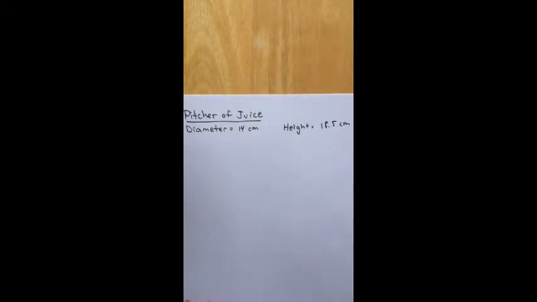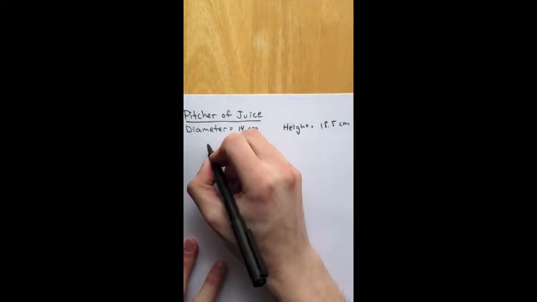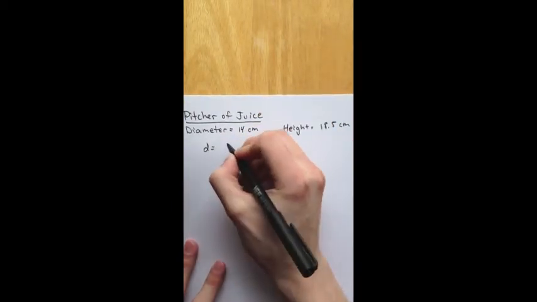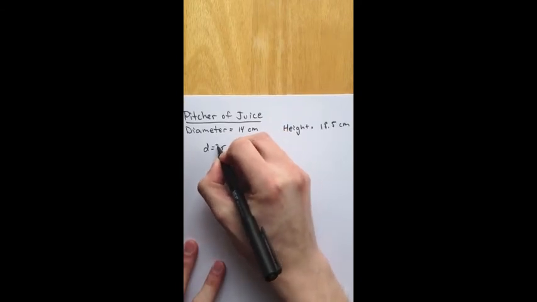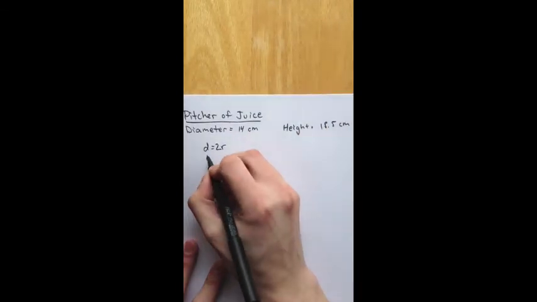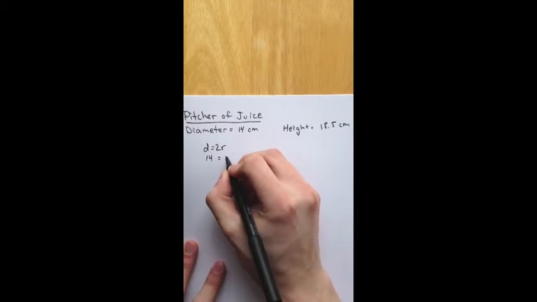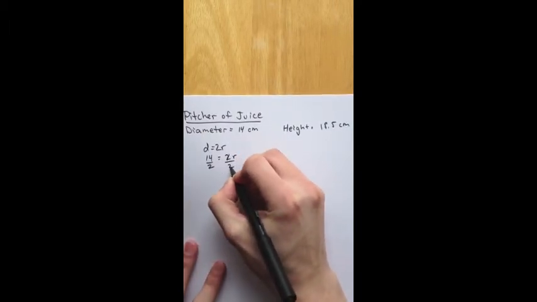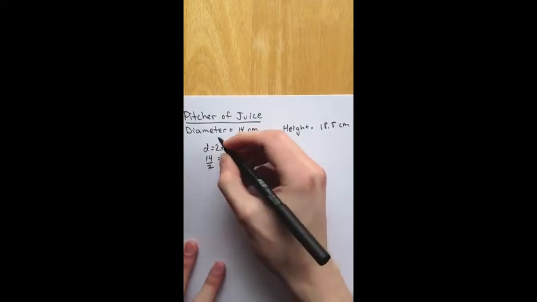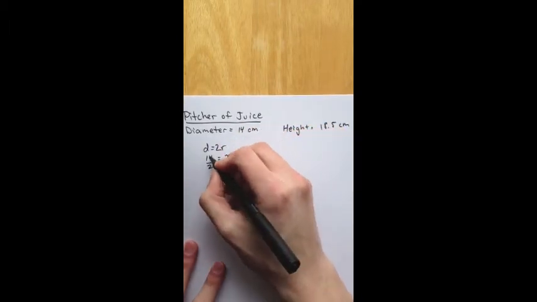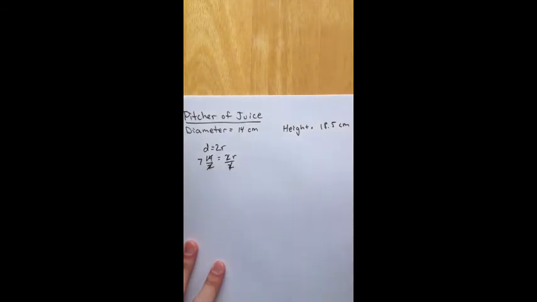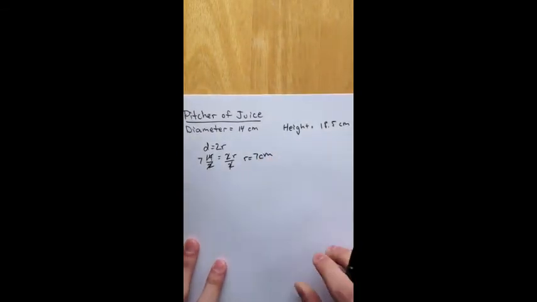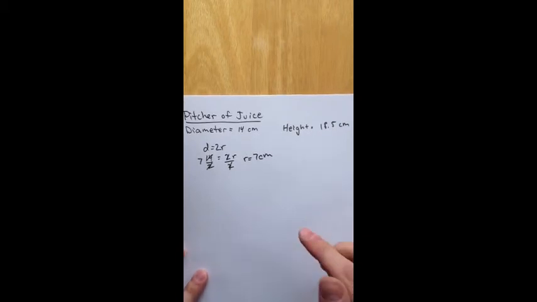So we all know that we'll have to convert it over to radius, and diameter equals 2 times the radius. So if our diameter is 14 equals 2 times radius, divide each side by 2. Those will cancel out, which leaves us at 7. So our radius equals 7 centimeters. And the rest is just like we've done already.